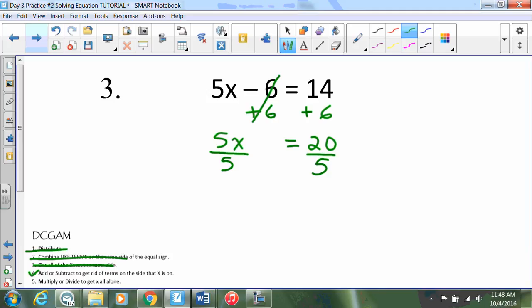So then 5 divided by 5 is 1. So I could write 1x, but I'm just writing x instead. 20 divided by 5 is 4. So x equals 4.